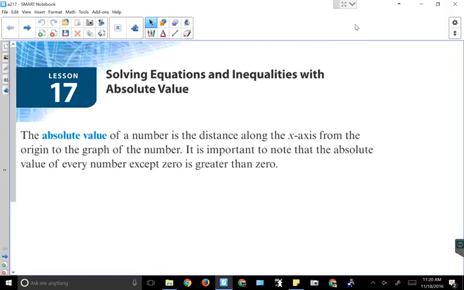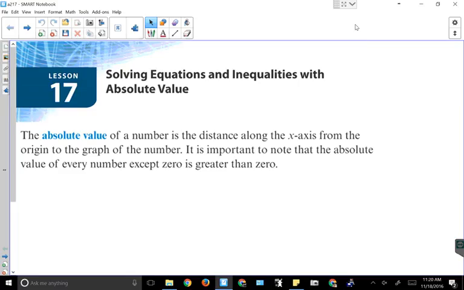Take a look at solving equations and inequalities with this idea of absolute value. Now, most of the time when people are dealing with absolute value, they think, oh, it always is positive. Yes and no. That's kind of the wrong idea to have, that it always switches it to positive or switches the sign. Absolute value is simply the distance from a number to 0.